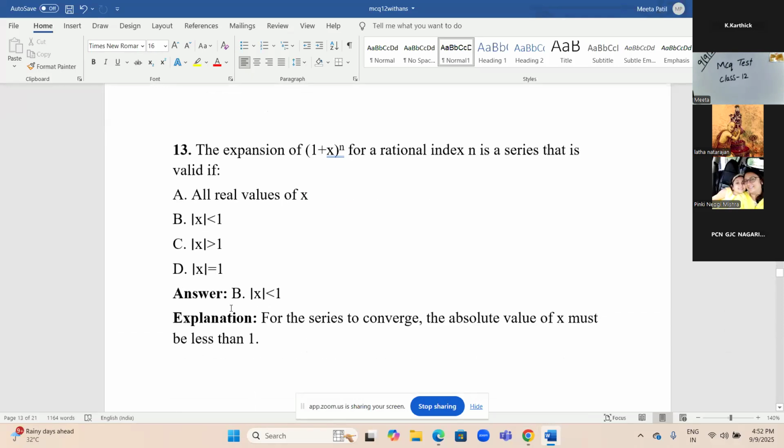your 13th question, the expansion of 1 plus x power n, with rational index n, is a series that is valid when the modulus of x is less than 1, because it has series convergence over there. So the absolute value of x must be less than 1. So your option B, modulus of x must be less than 1, is the correct answer.